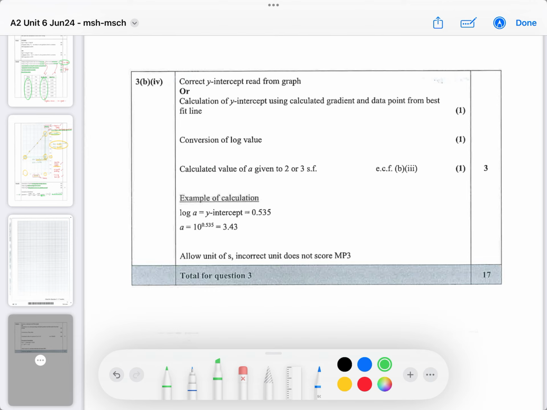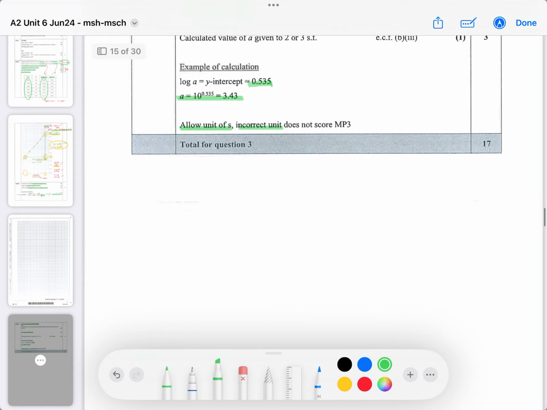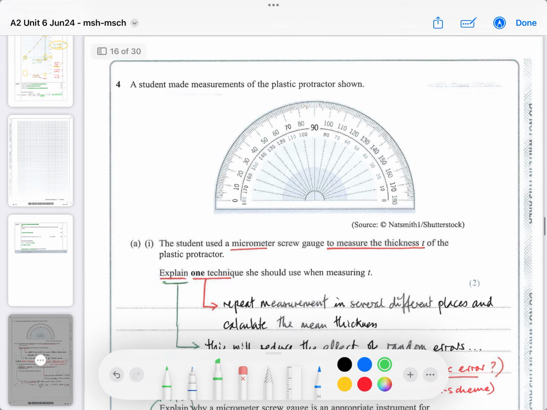You then read off the y-intercept for the final part of the question. Yeah? And convert it from the log value. So anti-log it, which the examiner's value gives you a value of the intercept 0.535. That means 10 to the power of 0.35 will be the value of A, and you can allow the units of seconds because we're talking about period. Yeah. But if you give an incorrect unit, you lose this 3rd mark. Okay. And there's your 17 marks for question 3.